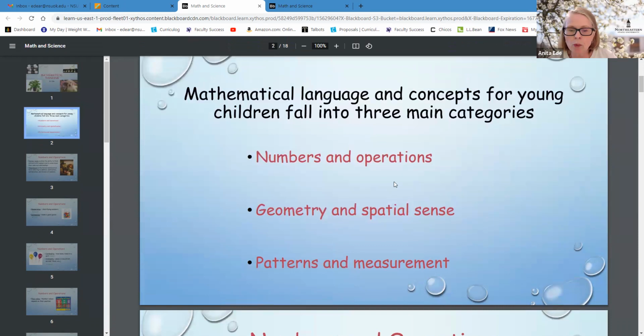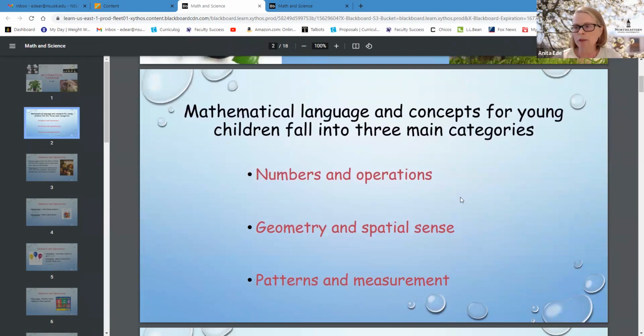Okay, so we've got three big groupings here on the Oklahoma Academic Standards when it comes to math. It's numbers and operations, geometry and spatial sense, patterns and measurement. And you're going to be held responsible for teaching those, whether you're doing pre-K, kindergarten, first, second, or third. You're just going to teach them at a different level.